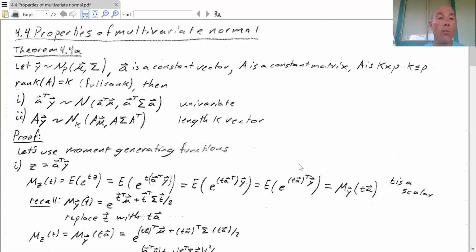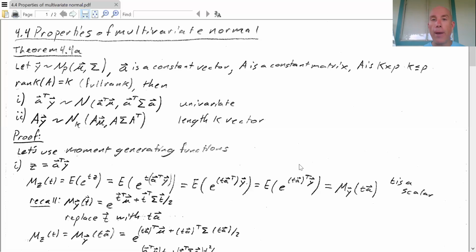Anytime that we want to prove the distribution of something, almost always we want to use moment generating functions. If I can do it with moment generating functions, that's probably the easiest way to do it. You can brute force this, and I thought about showing the brute force proof. I worked through it, but I realized it's just not worth it.